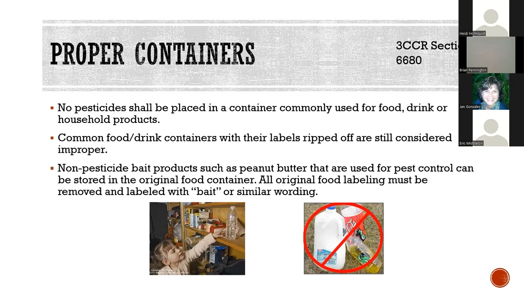And there's a little exemption for non-pesticide bait products like peanut butter. If you're trying to use it for bait stations, you can still use it. You just have to rip off the labeling and specifically state on it, you can write on it, and just say bait or for pesticide use, similar wording, that kind of thing.